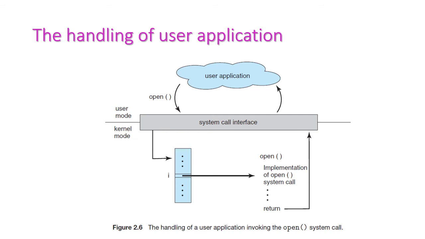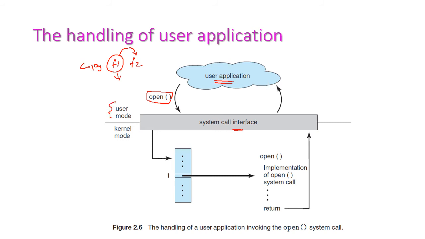Let us see one example for these system call interfaces. Here this is our user application that will give a request with the system call named open. As per our example, copy file 1 and file 2. So we need to copy the content of file 1 to file 2. Hence we need to open this file 1. So the open system call will be given to the system call interface, and this works under the user mode.